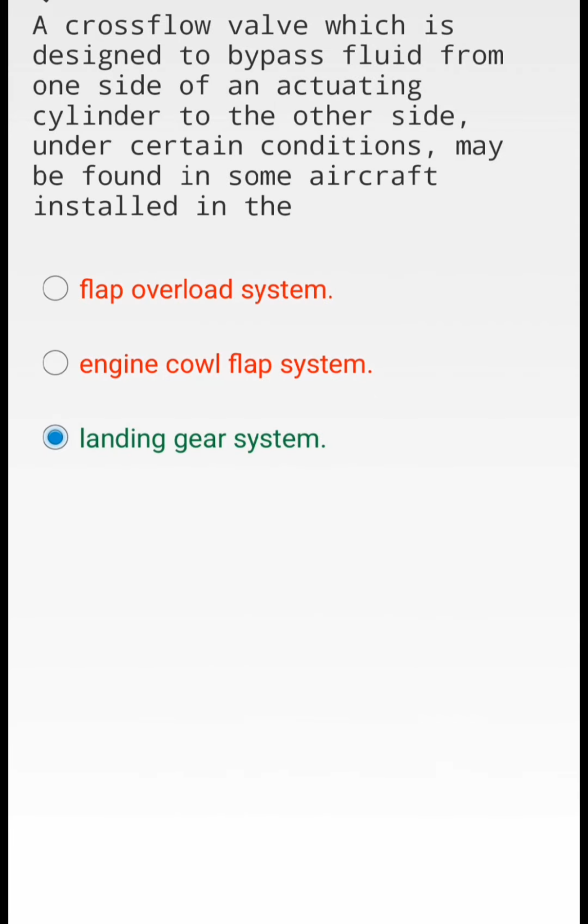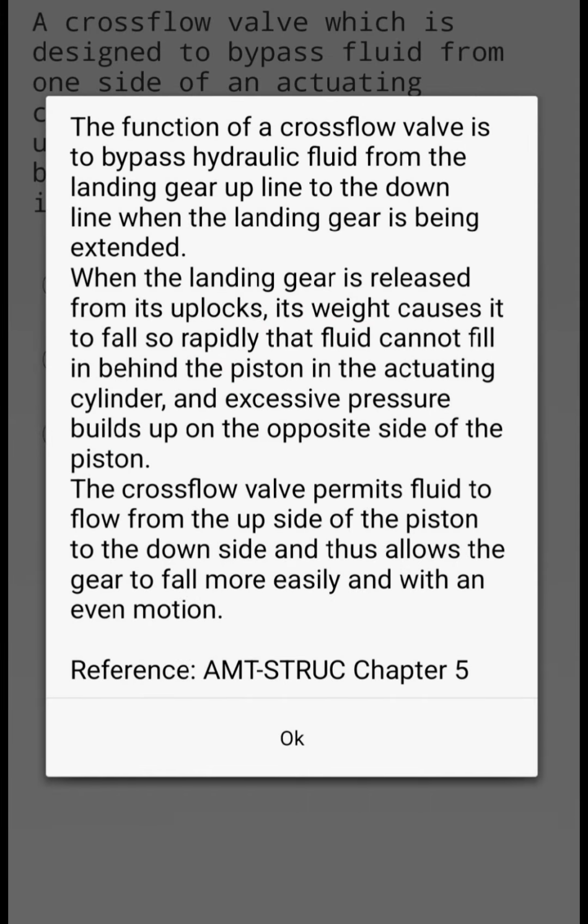A crossflow valve, which is designed to bypass fluid from one side of an actuating cylinder to the other side under certain conditions, may be found in some aircraft installed in the landing gear system. The function of a crossflow valve is to bypass hydraulic fluid from the landing gear upline to the downline when the landing gear is being extended.